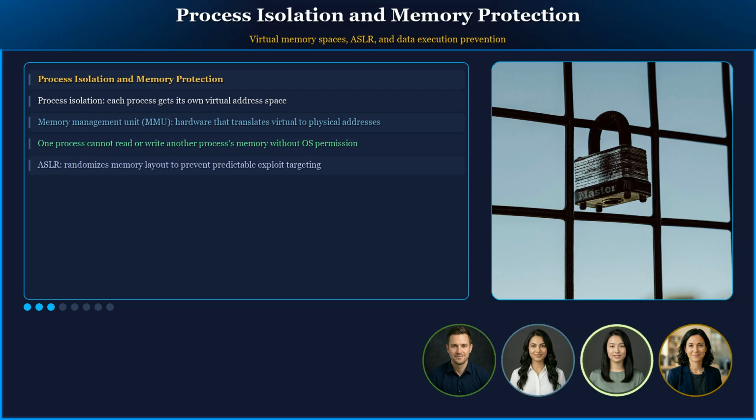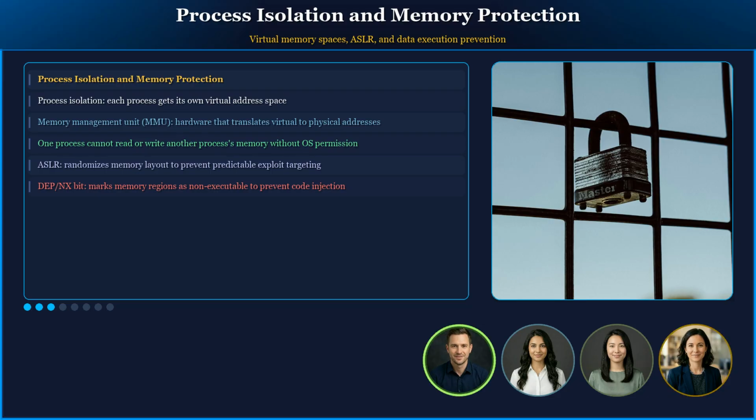Data execution prevention, DEP, combined with the CPU's no-execute bit marks memory regions as either executable or data only. A memory region containing user data cannot be executed as code. This prevents buffer overflow attacks that inject shellcode into data segments. ASLR and DEP work together to raise the cost of exploitation. ASLR defeats address prediction attacks. DEP defeats code injection attacks. Together, they eliminate the two most common memory exploitation techniques, though return-oriented programming evolved to bypass both.